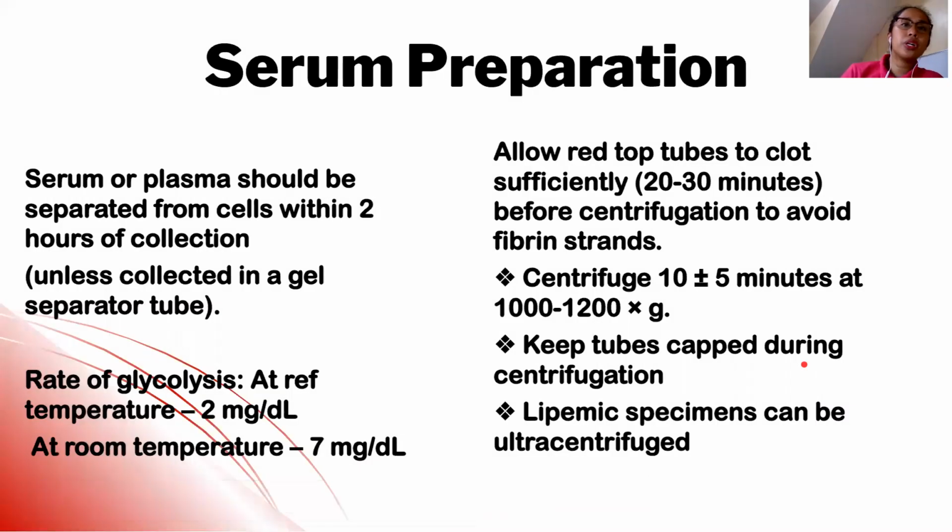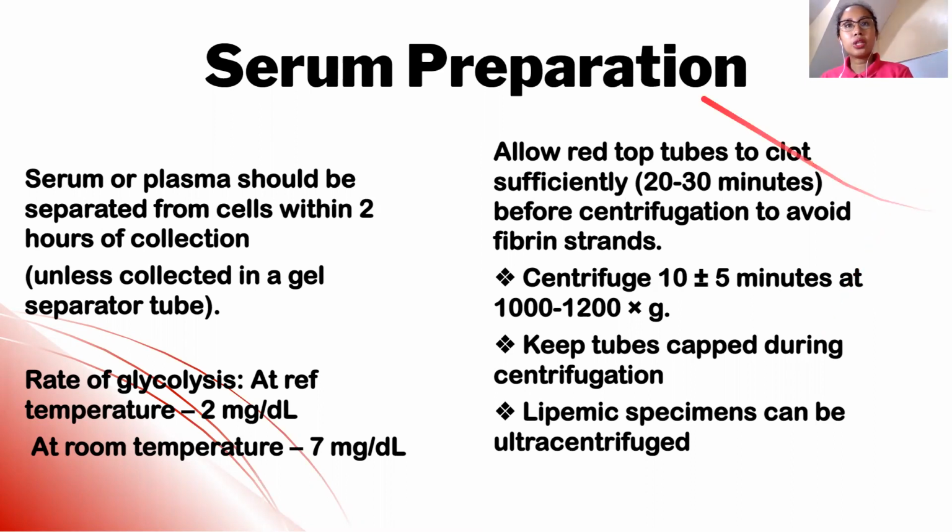So, serum preparation. Your serum should be separated from cells within 2 hours, unless collected in a gel separator tube. So class, if you want to prepare serum, you could use red top, you could use SST, or gel separator tube, or serum separator tube. You have to watch out kasi yung rate of glycolysis, yung breakdown ng glucose, at room temperature, 7 milligrams per dL per hour, I think. And at refrigerator temperature, 2 milligrams per dL.